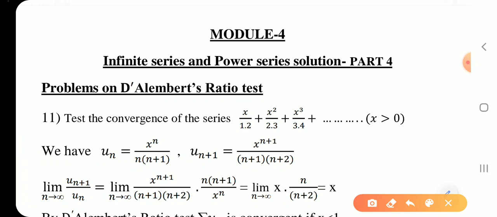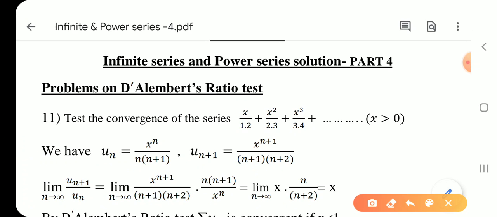Let us write the nth term first. If you see, in the numerator x is there, and the powers of x are in the form of natural numbers 1, 2, 3, 4, 5, 6. So the general form is x to the power n. So I have taken it as x to the power n.